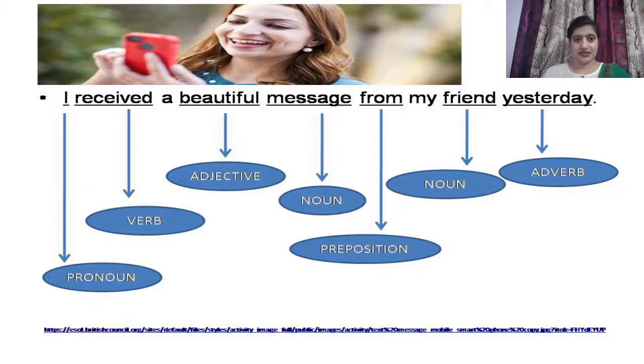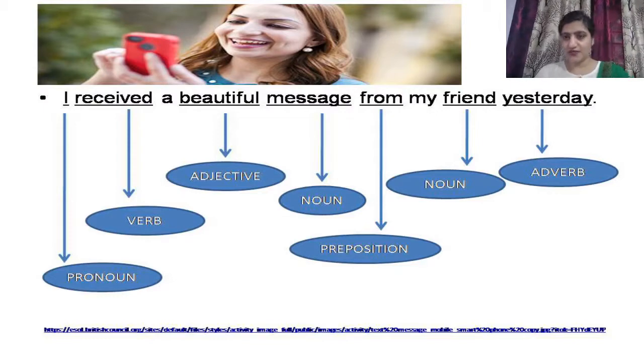Look at the next sentence. I received a beautiful message from my friend yesterday. I, the doer of an action, right? And a pronoun here. What's the action? Received, got. That's a verb. What did I receive? A message. Message is working as an object here. It has to be a noun, otherwise also a naming word. What kind of a message? If message is a noun, a beautiful message. So beautiful is giving the quality of the word message, so it's an adjective.